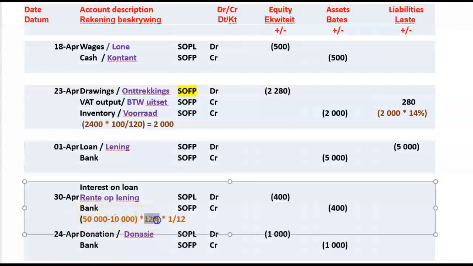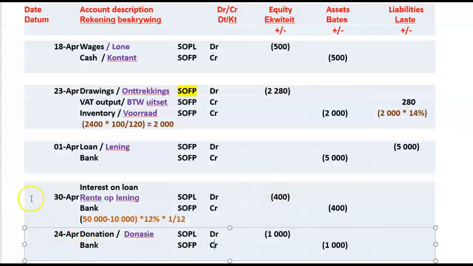We are paying a 12% interest and it's a 1 month period. So that works out on 400 Rand. Remember, interest is not subject to tax, VAT. It is a VAT exempt item. So our interest on the loan expense account, statement of profit or loss, is going to be debited, which is going to reduce our equity with 400 Rand. And our bank, statement of financial position, our assets, is going to decrease with 400 Rand.